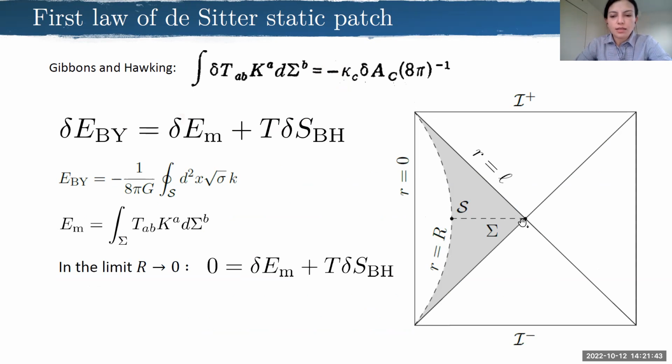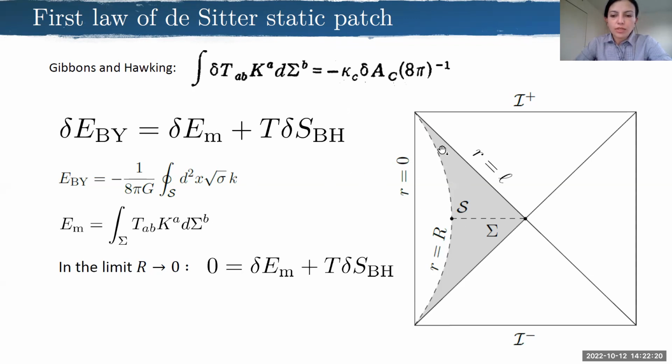On this slice, we can obtain something similar to the first law, for example, using the covariant phase space formalism, that relates three quantities together. The first term is the variation of the Brown-York energy that is defined at the system boundary. This is the variation of the Killing energy, the same thing that was appearing in Gibbons and Hawking's first law. And this is the variation of the horizon area.